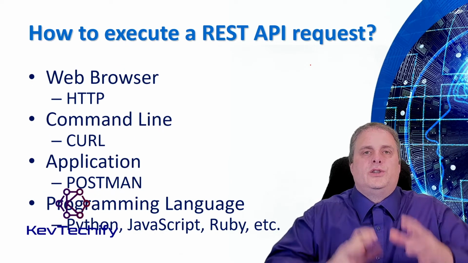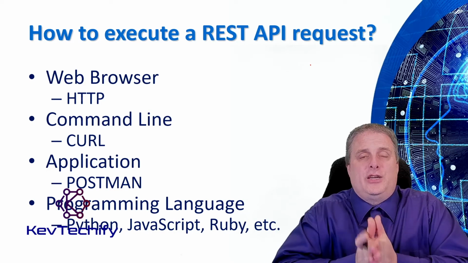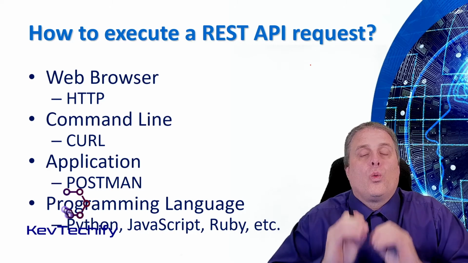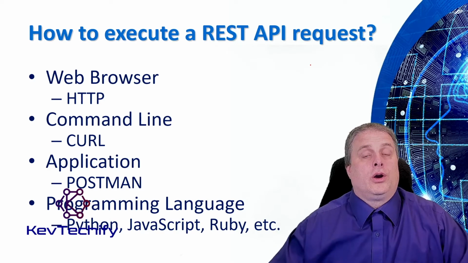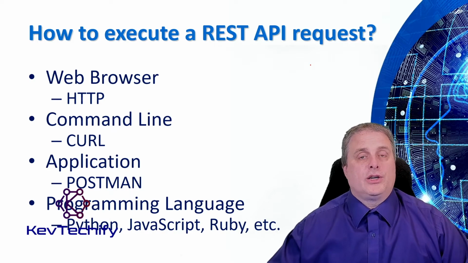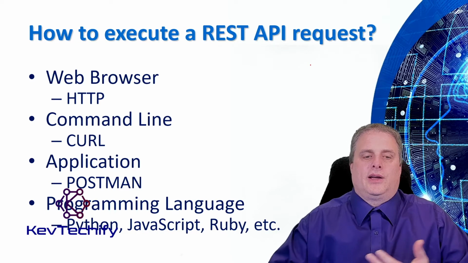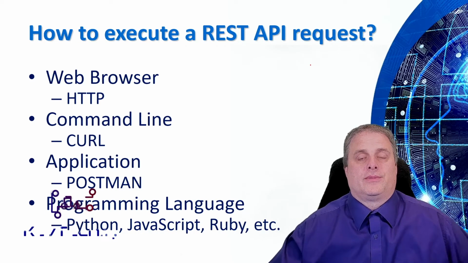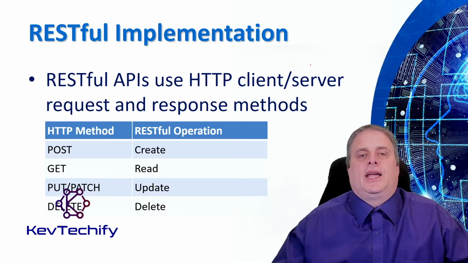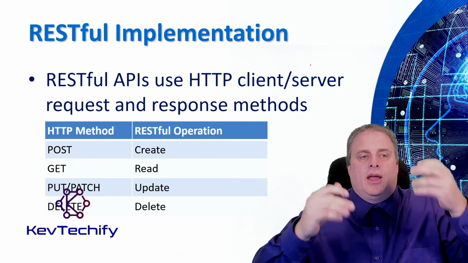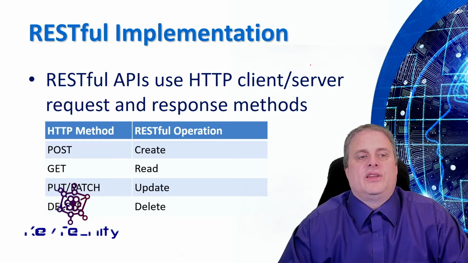There are several ways to make this REST API request. You can use your web browser, making an HTTP request right from that URL bar. You can use a command line tool like curl. You could use an application or a program like Postman. Or you could use a programming language like Python, JavaScript, and Ruby. RESTful APIs use an HTTP client-server process. The client makes a request, and that server responds with the data.